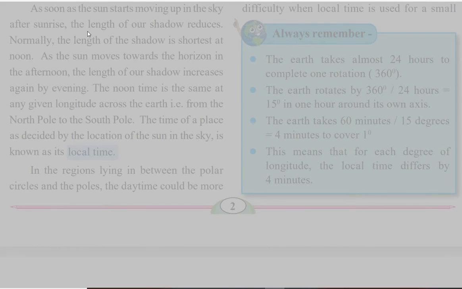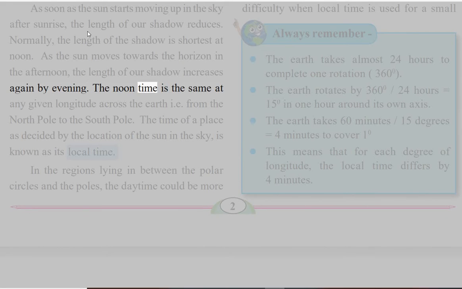As soon as the sun starts moving up in the sky after sunrise, the length of our shadow reduces. Normally, the length of the shadow is shortest at noon. As the sun moves towards the horizon in the afternoon, the length of our shadow increases again by evening.